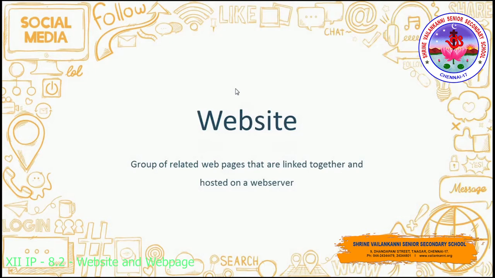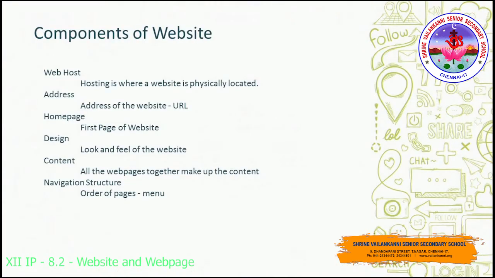And it should be hosted on the web server. It should be stored on the web server. So this is called a website. So let's see the components of a website. To make a website, we need basic components. The first one is web host. Hosting is where a website is physically located. We can create these web pages using HTML, and we have to store the files on the web server so that they are visible on the internet. That is called the web host.